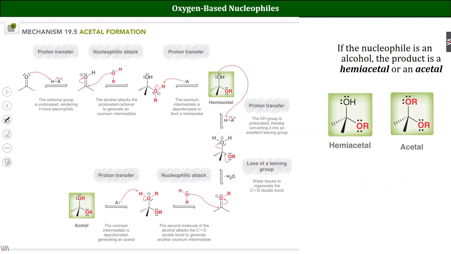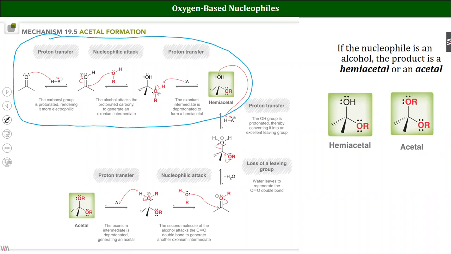And so the mechanism for this whole thing is basically just putting together the mechanism we just talked about for acetone, and then you just do it again with the substitution reaction. So you start by, that's the reaction we just did. Proton transfer, weak nucleophile attacks. It's just using an alcohol as your weak nucleophile instead of water. And then you deprotonate that alcohol and you make the hemiacetal.